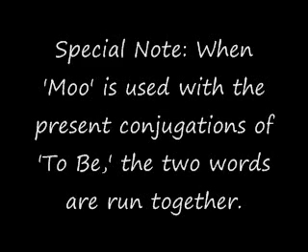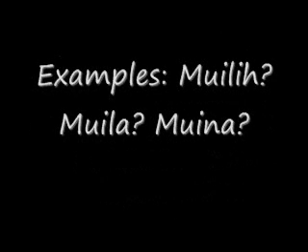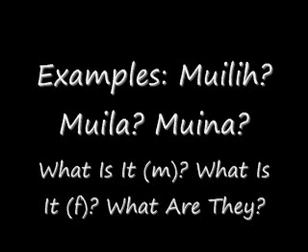A special note on this: when mu is used with the present conjugations of to be, the two words are run together. Some of the more common examples of this would be muile, muila, and muina, which respectively mean what is it for a masculine object, what is it for a feminine one, and what are they.